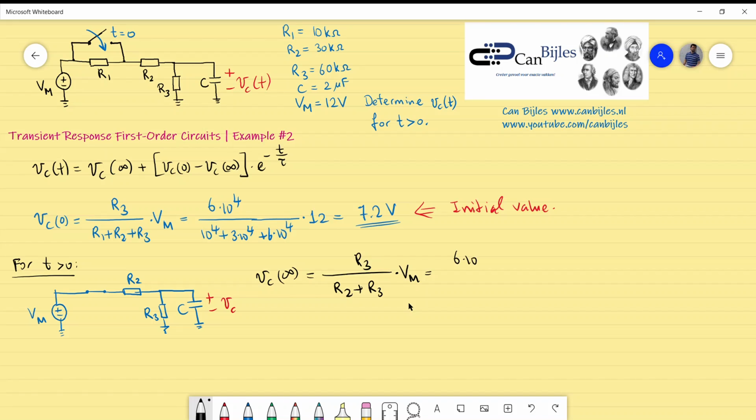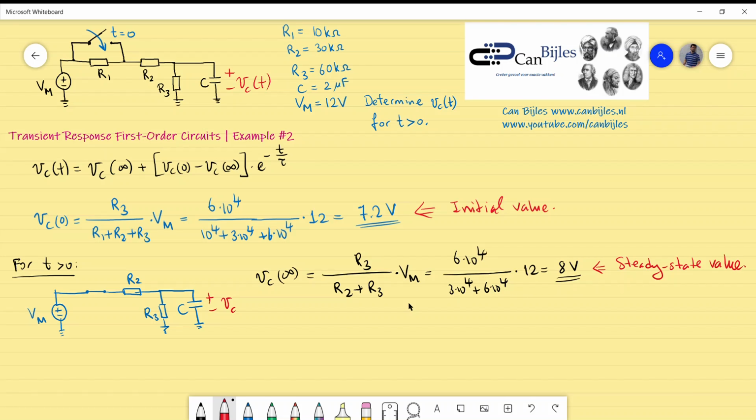Again, substitute the values, 60 kilo ohms there, and then you get 30 kilo ohms plus 60 kilo ohms, and then times 12, then you get exactly 8 volts. So that is, again, I will write it down, this is the steady state value.